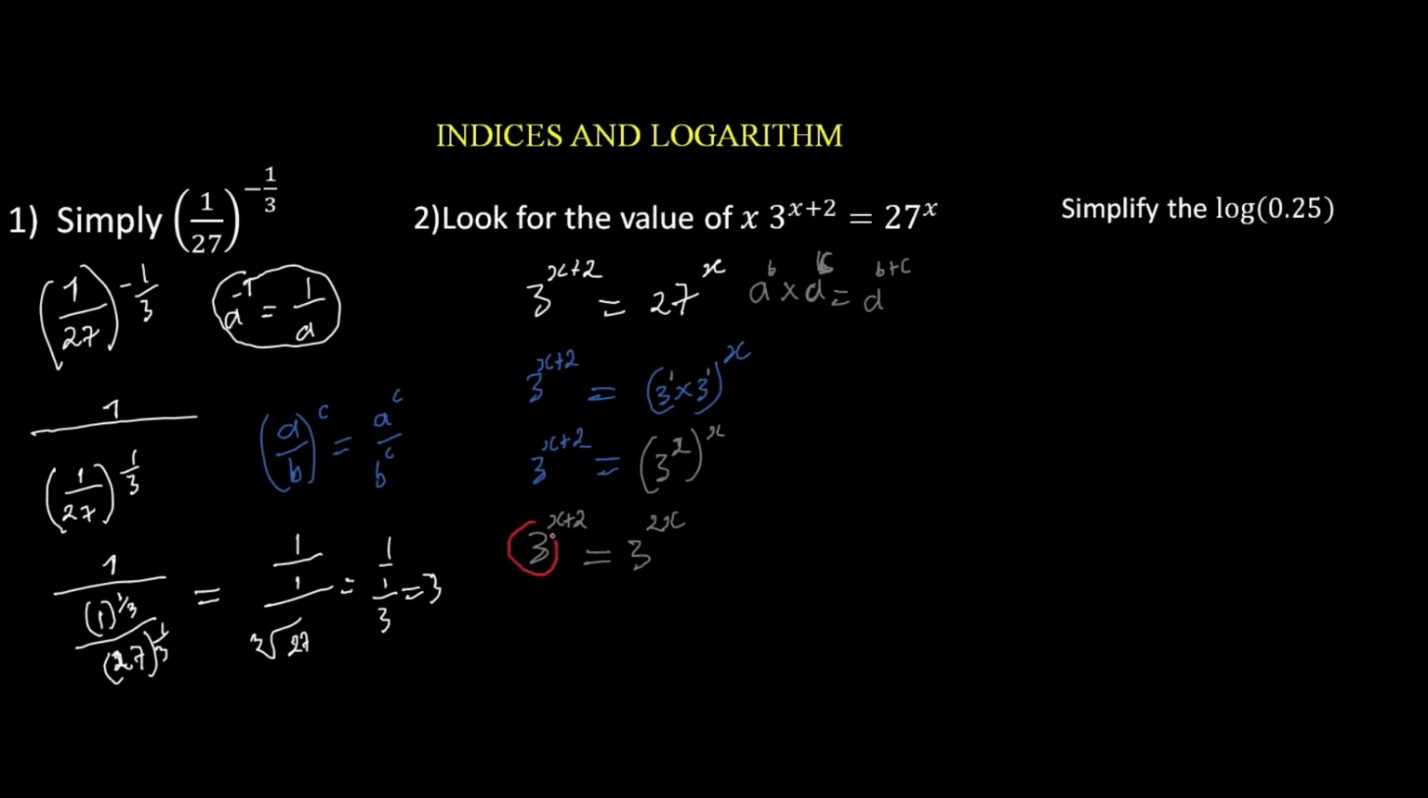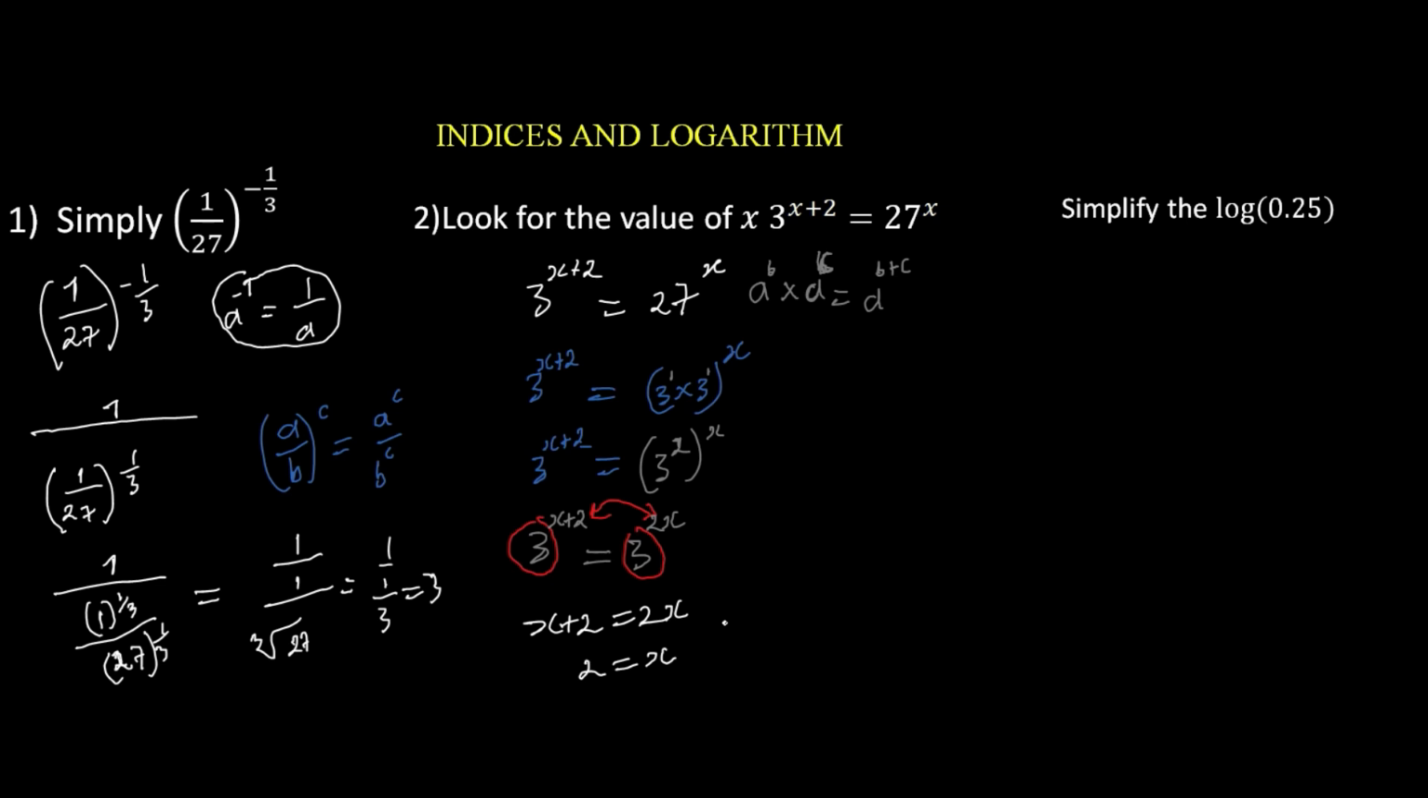Now since the bases are the same here, we are going to equate the powers, meaning that we can write x plus 2 equal to 2x. So meaning that 2 should be equal to x. So basically the value of x is 2.